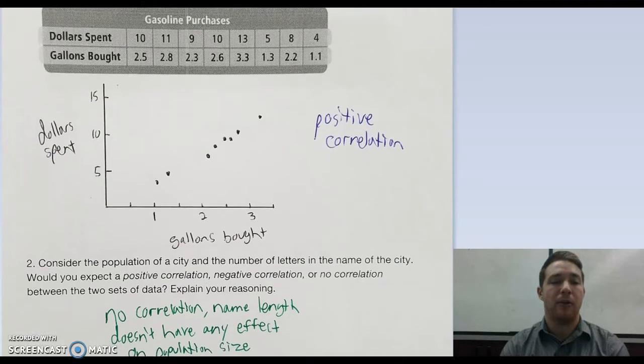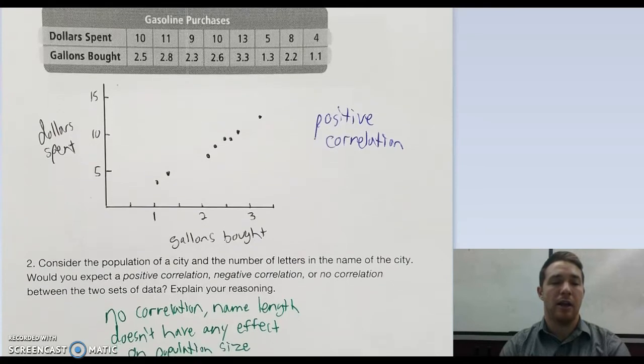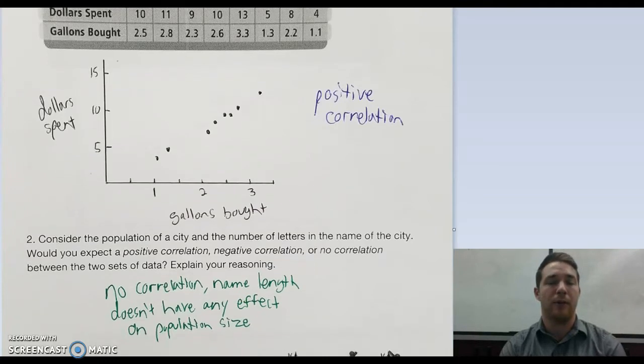Consider now the population of a city and the number of letters in the name of that city. We have to expect either a positive correlation, a negative correlation, or no correlation between those two sets. And I would think that they would have no correlation there, between how long the name is and how many people live there, because name length of a city doesn't really affect how many people choose to live there. Not really going to move to a city because of the name length, and vice versa. The number of people living there is not going to change the name of the city. So those would have no effect on each other.